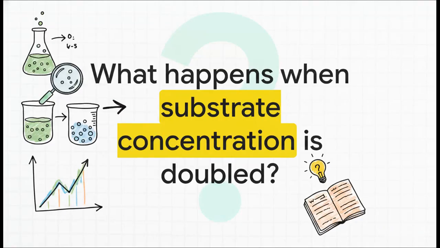Okay, rapid fire challenge for you. Imagine you've got a respiration experiment right in front of you. What actually happens when the substrate concentration is doubled? Take a look at your mental wet lab notebook. Can you spot the anomaly? Think about it and lock in your answer right now before I reveal the examiner's verdict.